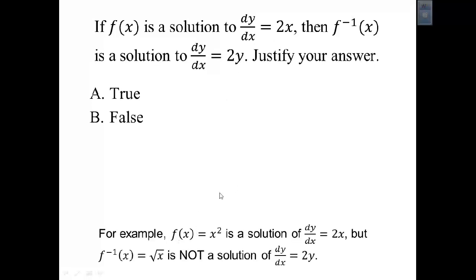For example, this is saying that f of x equals x squared is a solution of dy/dx equals 2x. But f inverse would be the square root of x, and it is not a solution to dy/dx equals 2y. So we could get a couple of examples and see if it truly worked out. And if there's one case where it doesn't, then it's not a solution. So there's our justification right there. So this would be false.